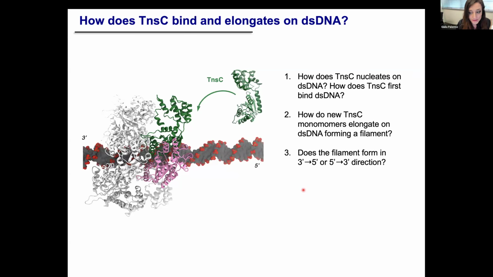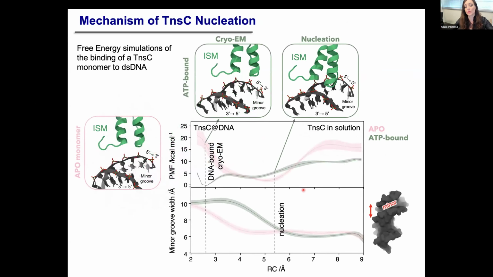So to address these questions, we used free energy methods. So what we did, we placed one TnsC far away from DNA, and we studied how TnsC binds on DNA in the absence of ATP. Clearly, we see that in the presence of ATP, the system reaches the minimum of the cryo-EM structure, which instead is not observed in the absence of ATP.